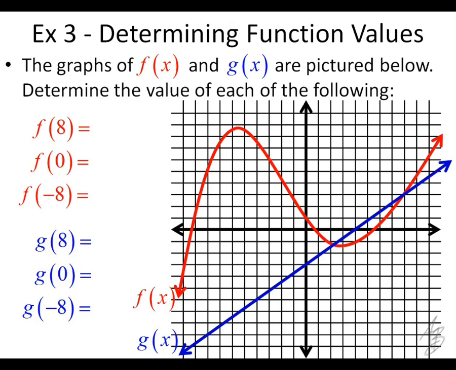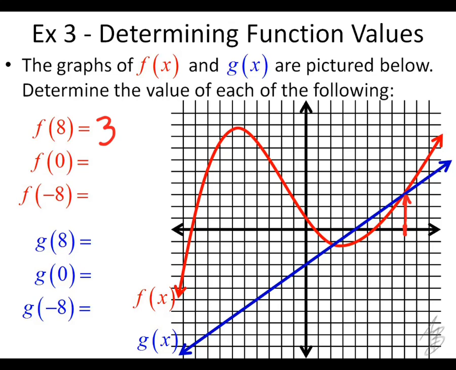So let's go ahead and do the f of x ones first. How do we figure out what f of 8 is? Right here, f of 8. What do I do? Okay, so I'm going to go to the 8 on the x-axis and then go which way? Okay, I'm going to go up, you said 3? So I go up 3 to get to the function, so that means that f of 8 is 3. Good.